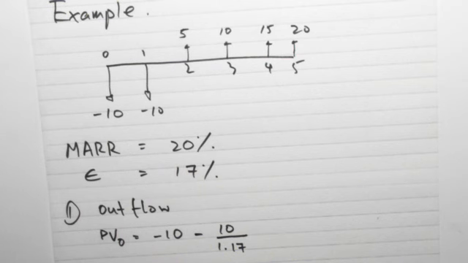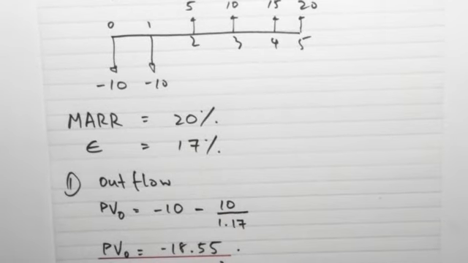So let's go through the procedure. The first step we need to do is discount all the expense or outflow back to time zero at the external rate. We know the external rate is 17%. We have two outflows, so we discount each of them back to time zero. The first one is already at time zero, so we don't need to do anything. The second one we discount by 1 period to get it back to time zero. So here we worked out the present value to be minus $18.55.